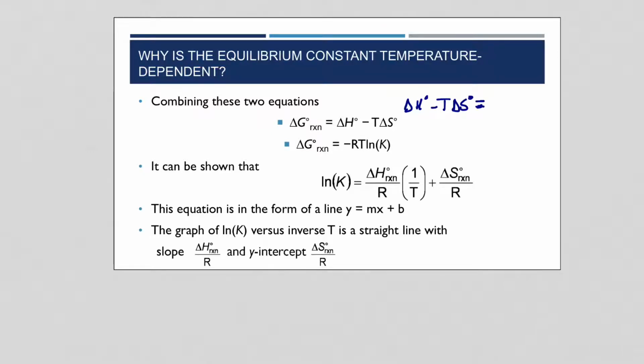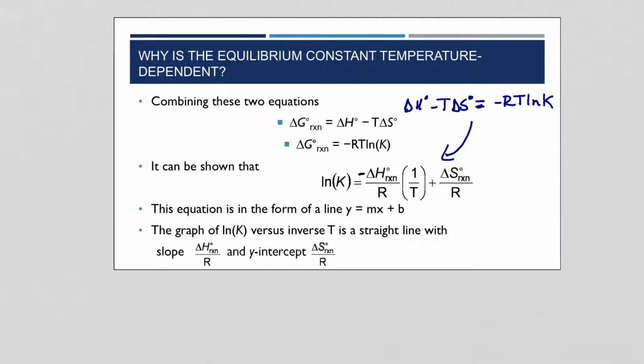equals negative RT ln of K. So if I do some rearranging and manipulation here, I can get this down to look something like this. I can solve for ln of K, and I get delta H of the reaction over R times 1 over T plus the entropy of reaction over R, and I have a typo here, right? There should be a negative sign in front of this, so it's the negative delta H of reaction over R times 1 over T plus the delta S of reaction over R.